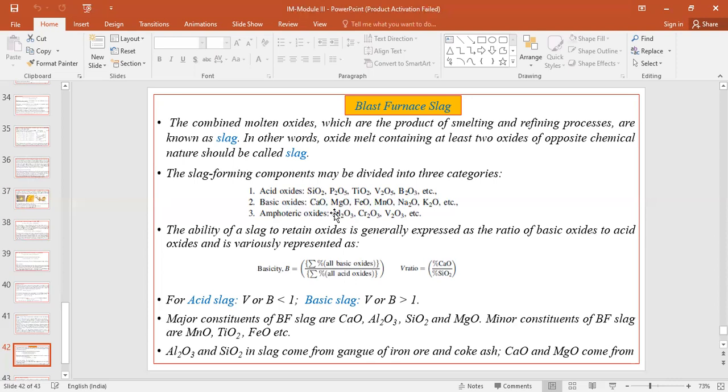nominal. So we define slags into two categories. One is acidic slag, and one is basic slag. The other one is a neutral slag also. If the basicity is less than 1, then we call it an acidic slag. That means in that case the concentration of acidic oxides in the slag will be more compared to that of the basic oxides. Basic slag means when the basicity is greater than 1. That means the concentration of basic oxides is greater than that of the acidic oxides. Neutral slag means where the basicity is equal to 1.